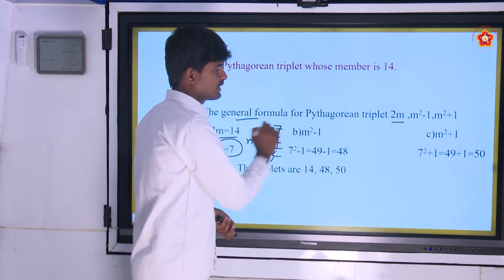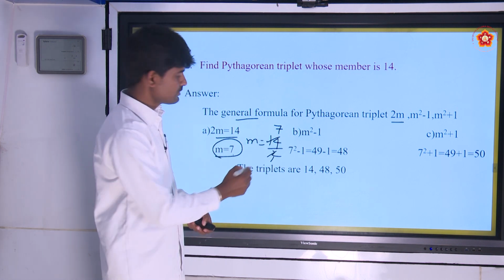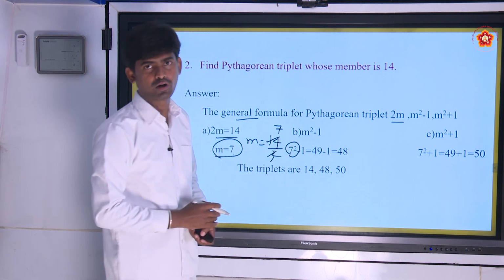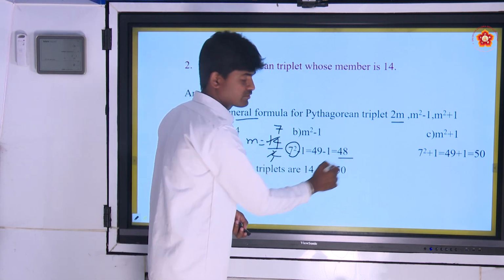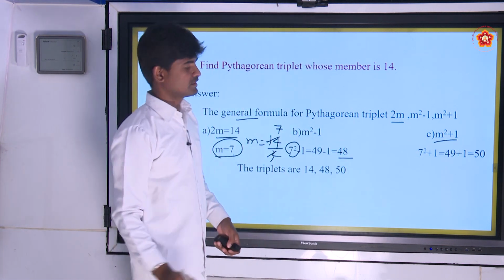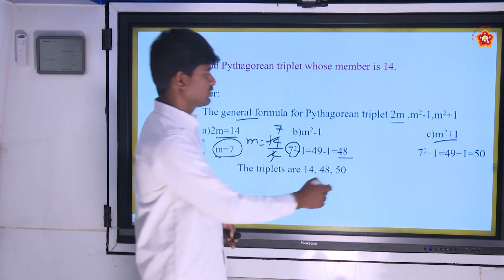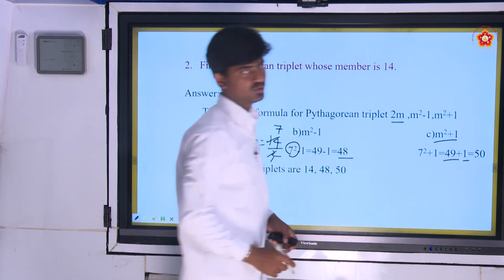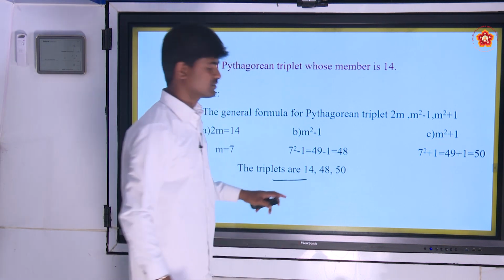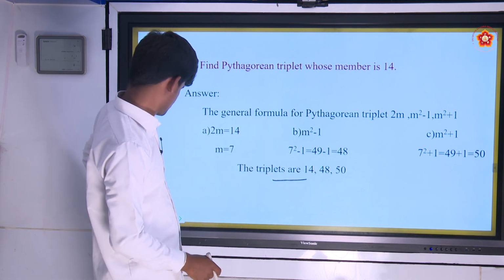Now we put the value in m square minus 1. In place of m, we put 7. 7 square minus 1 is 49 minus 1, that is 48. And m square plus 1, with m equal to 7, is 7 square plus 1, which is 49 plus 1, that is 50. So the triplet is 14, 48 and 50.